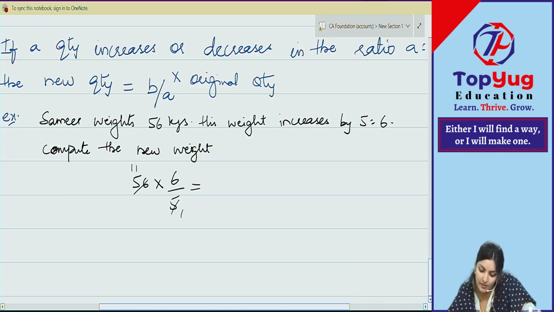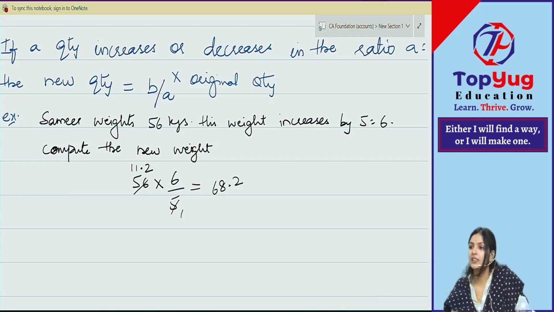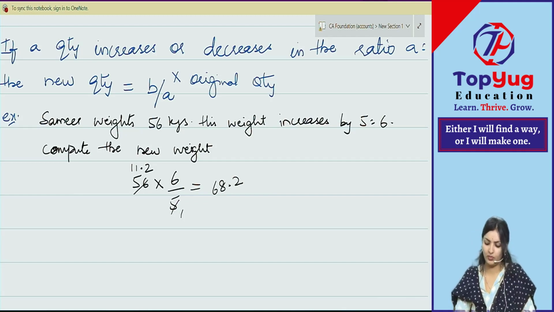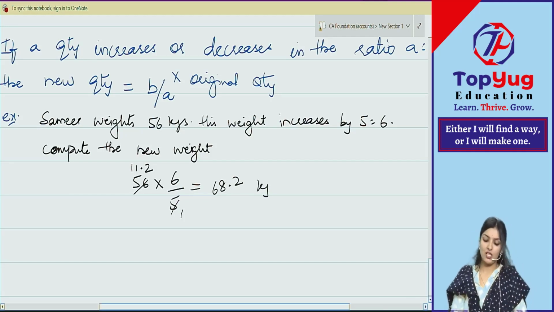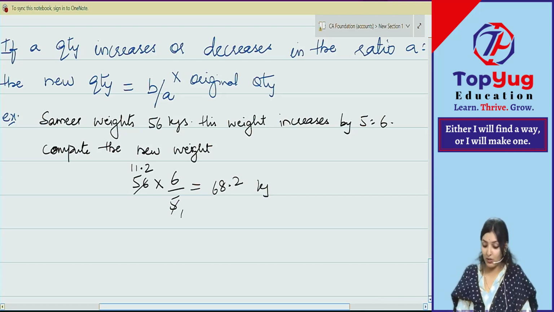5 ones are 5, 5 ones a 0.1, 11.2 I got. 6 twos are 12, 1 carry. 6 ones are 6, 8. Is it 68.2 if I am right? It has to be 68.2 only. So now he is weighing how much? 68.2 kg. You have increased it a lot, 12 kg.